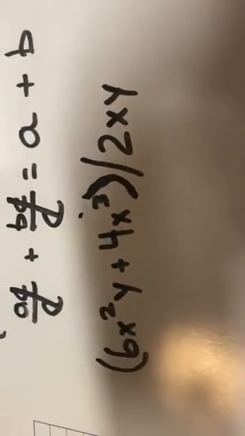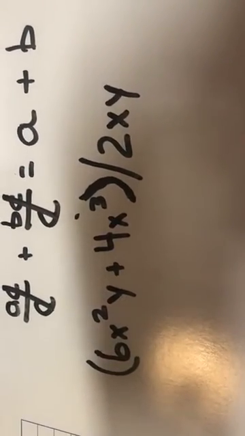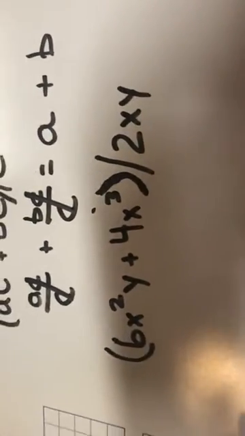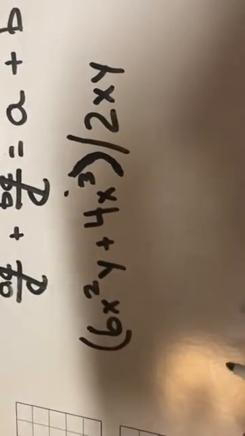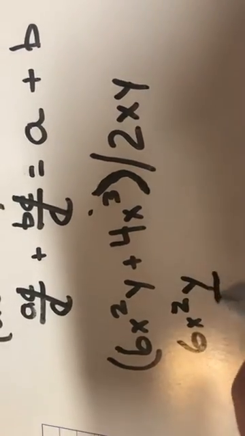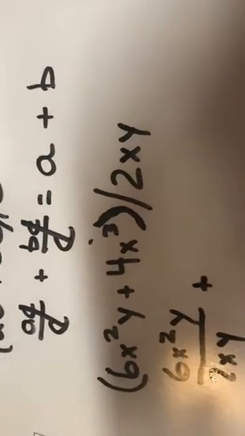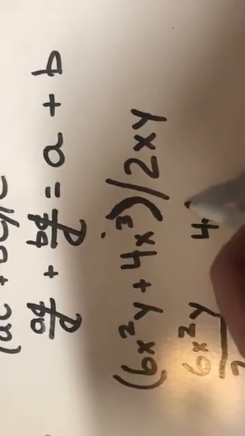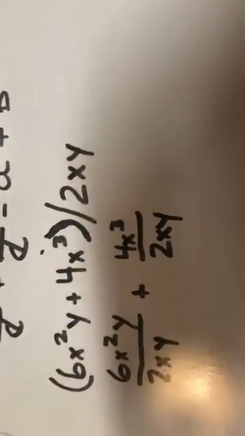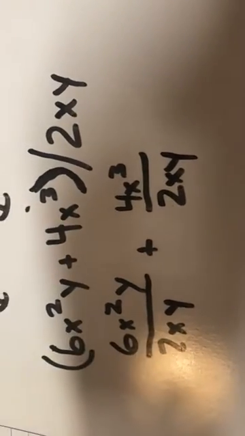When we go on to example 2, it definitely ups the ante a little bit. 6x squared y plus 4x to the power of 3, all of that being divided by 2xy. Once again, I can break it down to make it a little easier. 6x squared y, that being divided by 2xy, and we're going to add 4x to the power of 3, that being divided by 2xy. Okay, so now where do I go from here?